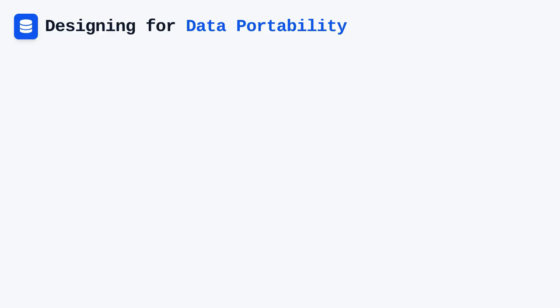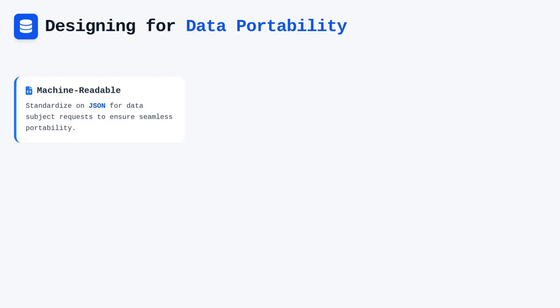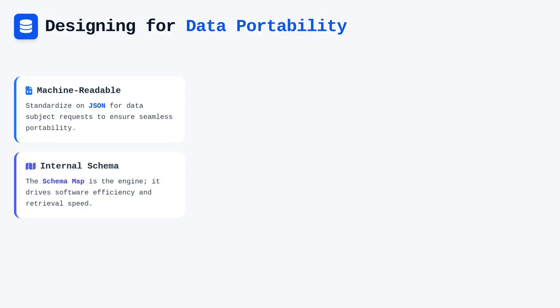Consider the structure of your data models when designing these automated retrieval systems to support portability. If a data subject requests their data in a machine-readable format, JSON is generally the standard, but the internal schema map is what really drives the efficiency of the software. You need to maintain a clear relationship between the subject's identity and the data attributes stored in different microservices.